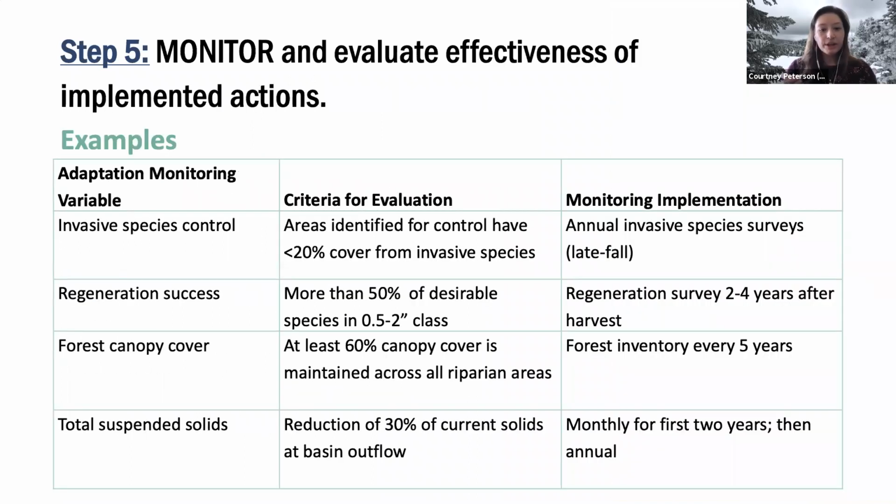And so just a few more examples, pulling this all together. Say that you want to really keep track of invasive species control. That would be your adaptation monitoring variable. And then a criteria for evaluation to know whether or not you're successful at controlling those invasive species is maybe in your area, less than 20% of the cover has been impacted by invasive species when you go to monitor. And then your implementation plan is doing annual invasive species surveys in the late fall every year. So that's one example of, again, the 3 things that we're asking for when you're thinking about monitoring and evaluating the effectiveness of your implemented actions.